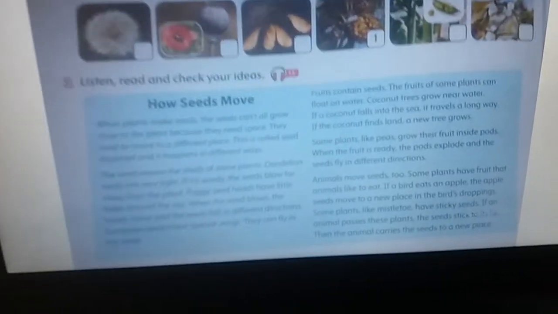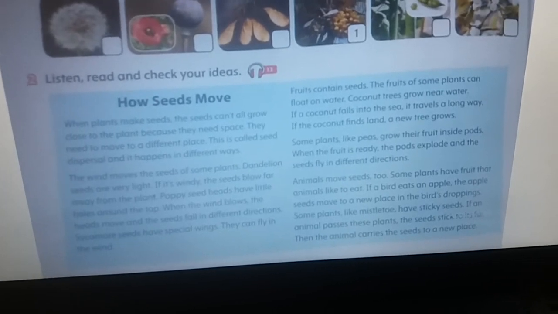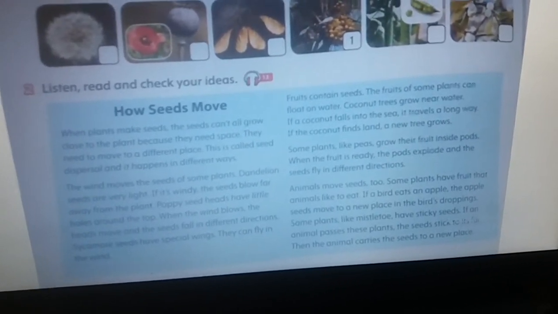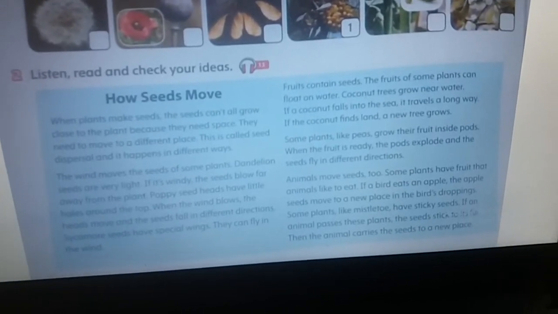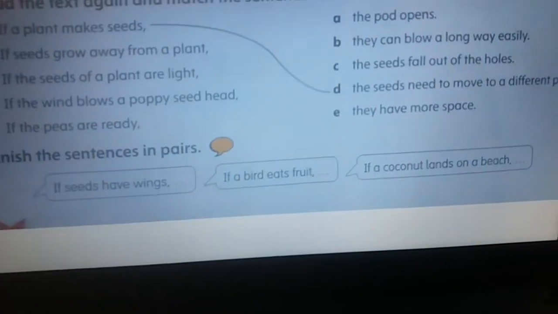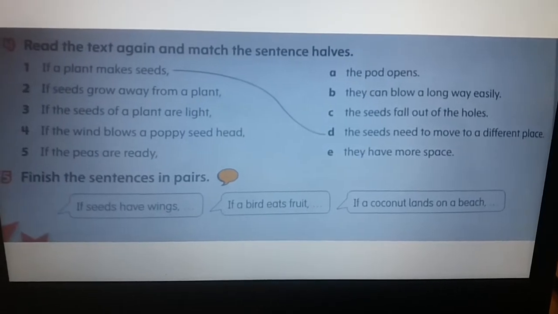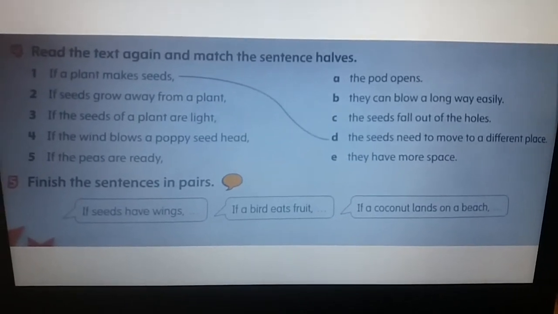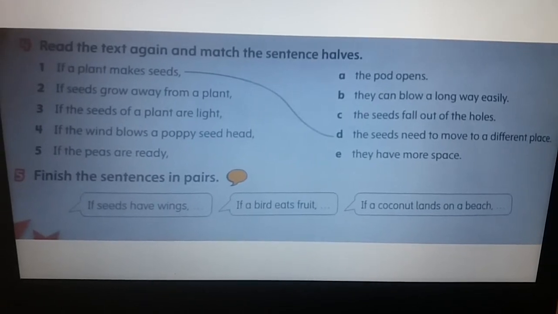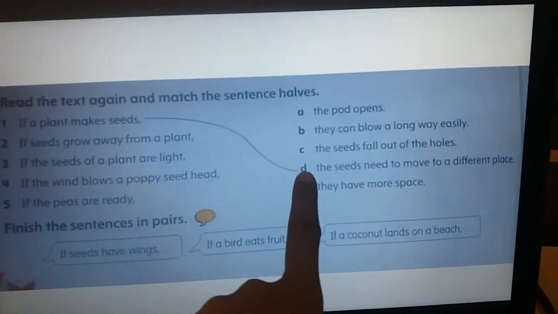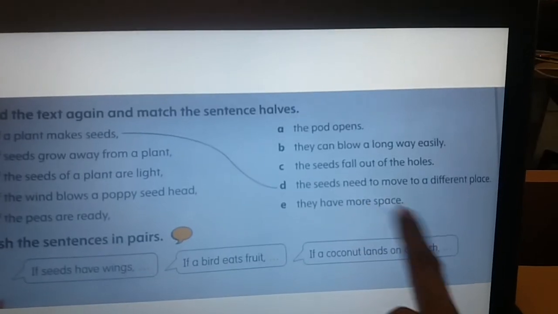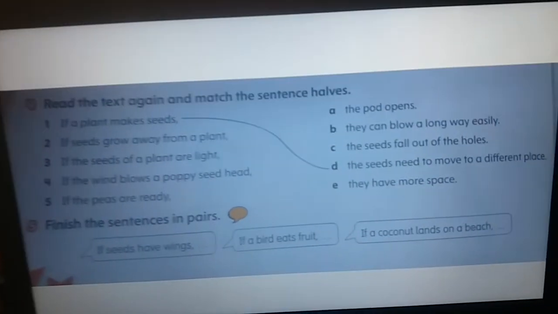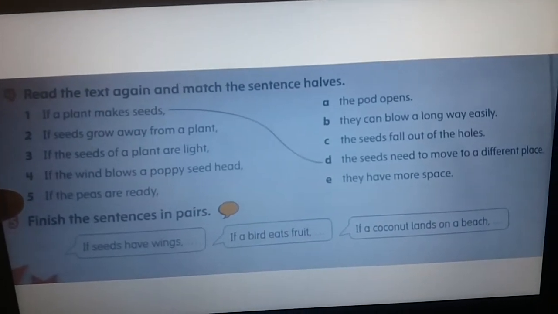So you find out the zero conditional from this text. Okay, next. After that, you read the text again and match the sentence halves. For example, if a plant makes seeds, match with D, the seeds need to move to a different place. Do more, number 2 until number 5.